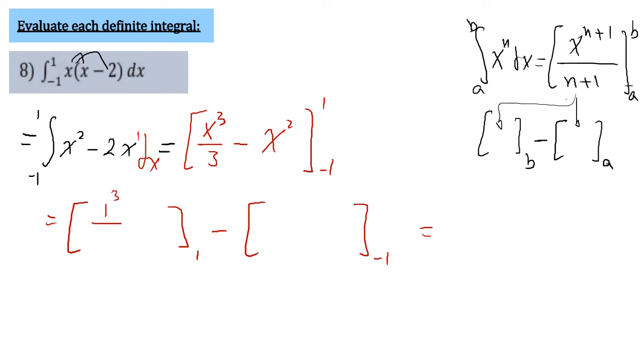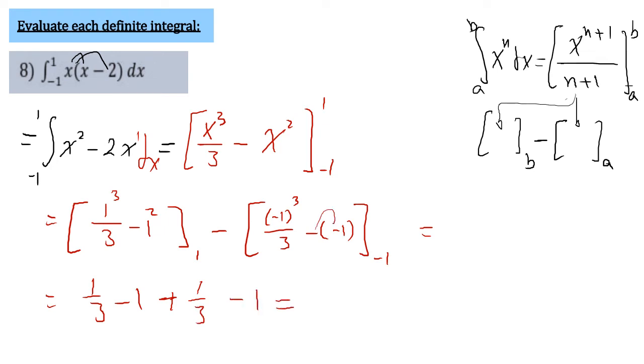So it's going to be 1 to the power 3 over 3 minus 1 squared, minus negative 1 to the power 3 over 3 minus negative 1. So it's a third minus 1, minus negative 1 to the power of 3 is negative, so it's going to be positive third, and negative by negative is positive, 1 multiplied by negative is going to be negative 1. So third and third is 2 over 3, so it's negative 2 plus 2 over 3, which is equal to negative 6 over 3, so it's negative 4 over 3.